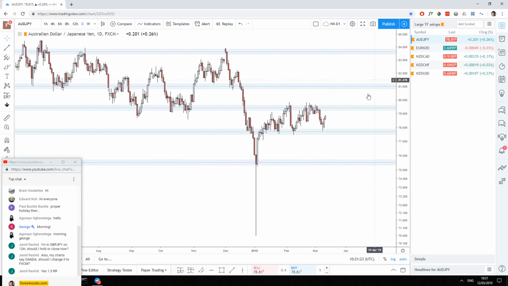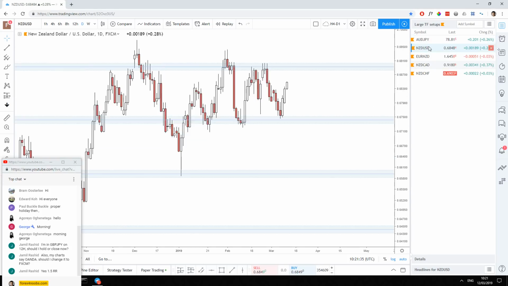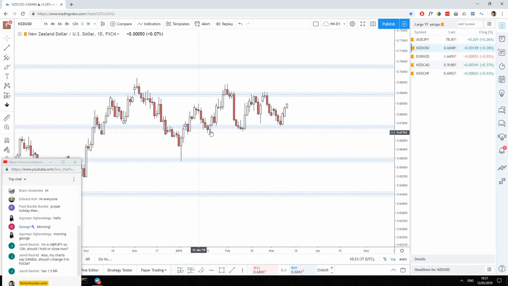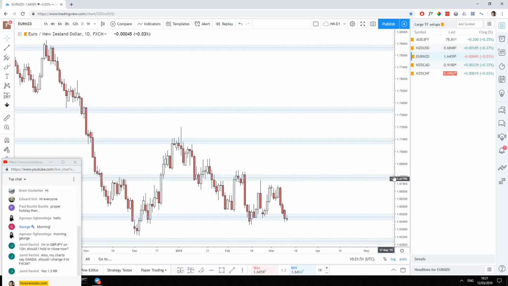Right, so AUDJPY, we're looking at a range, price is in a range, looking for price to push up to the top of that range for a potential short reversal trade. And we got the exact same thing happening on New Zealand USD. We got a daily chart range, which is quite rare and quite profitable when they do occur. Price is pushing to the top of that range right now. Once it hits the top of that range, I'll be looking for a short reversal. So AUDJPY and New Zealand USD have very similar setups.